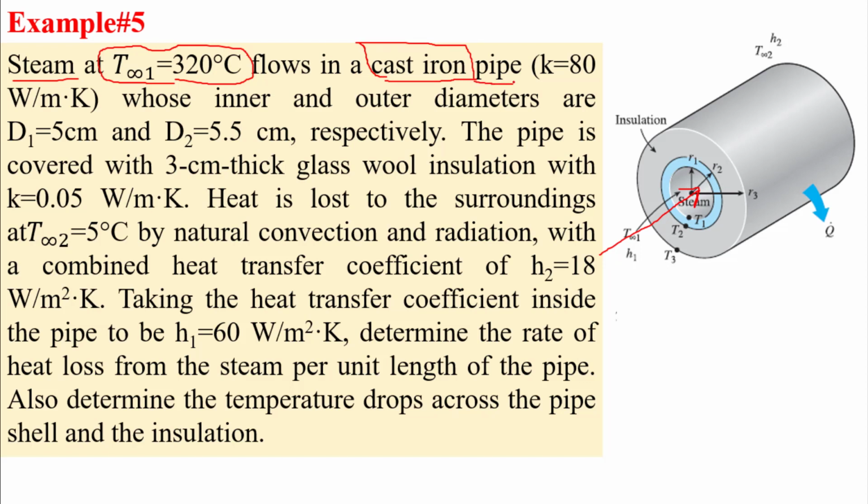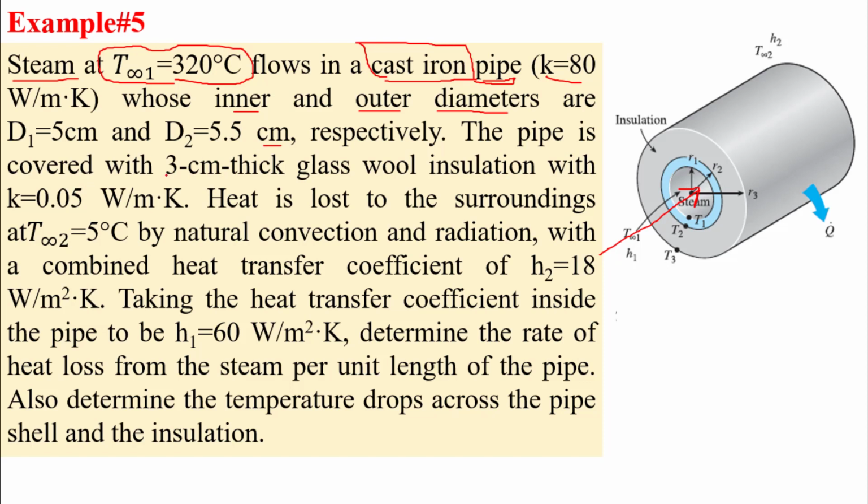So once we are talking about a pipe, then we have cylindrical geometry, and here is the thermal conductivity of the cast iron. The inner and outer diameters are D1 5 centimeter and D2 5.5 centimeter respectively. So the diameter is given, so we can convert this one easily to R1 and this one to R2. So divide them by 2 and divide the whole answer by 100 because we need to convert it to meter.